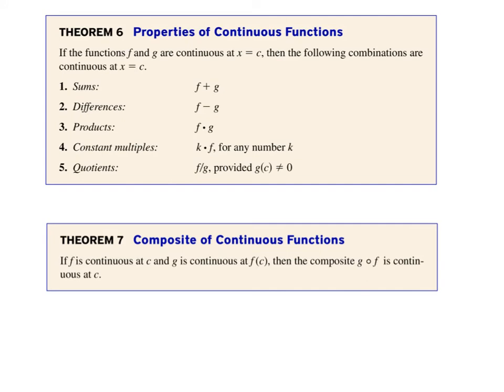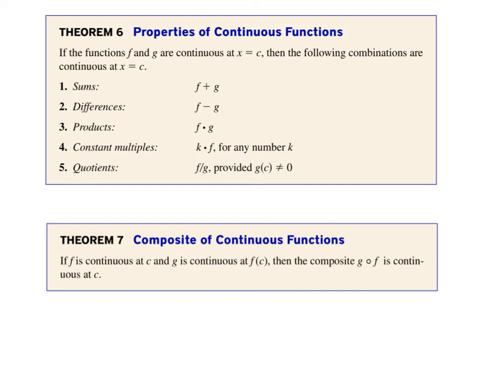Here are some properties. If f and g are continuous at C, then if we add f at C and g at C, the sum will still be continuous. If we subtract them, they're continuous still. If you multiply them, they're continuous at C. If a constant is multiplied by the function, it's still continuous at C, or if you divide them, as long as the denominator is not equal to 0, it is also continuous.